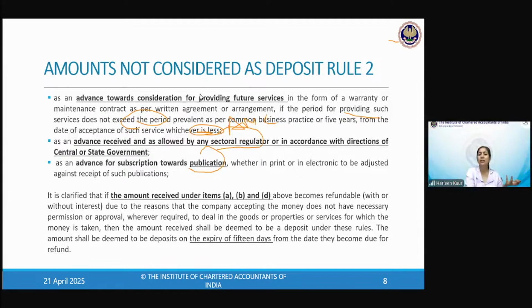Sectoral regulator means any kind of organizations which are affiliated to the government, Rajveer. So any insurance companies advance that you're giving, such kind of things, as per the directions of government, will not be considered as a deposit. Okay. So the term sectoral regulator will be given in the exam. The term publication subscriptions will be given over there. AMC word will be given over there. Accordingly, you have to decide that they're not deposits.